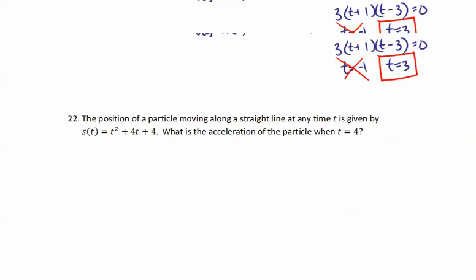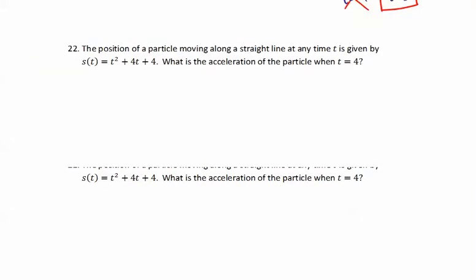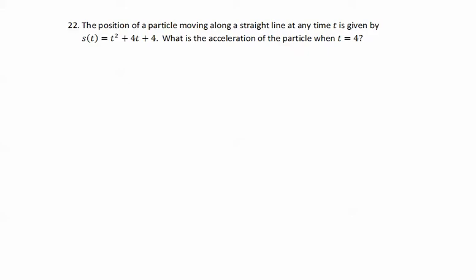Next, number 22. The position of a particle moving along a straight line at any time t is given by s of t equals t squared plus 4t plus 4. What is the acceleration? Well, acceleration is the derivative of velocity. It's the rate of change of velocity. So it's the second derivative of position.